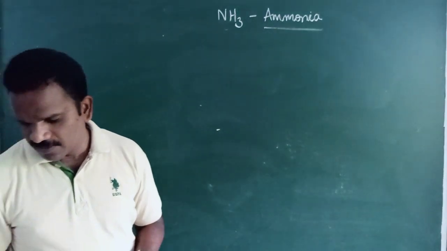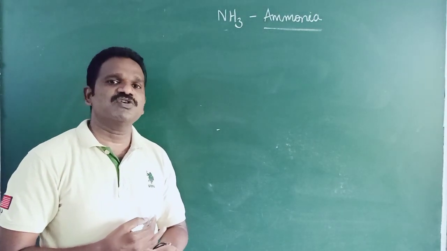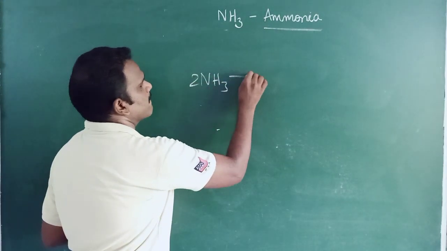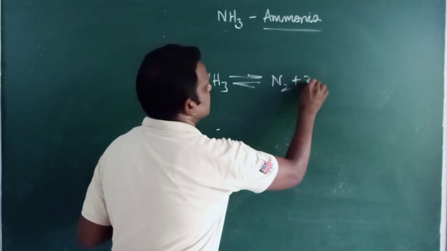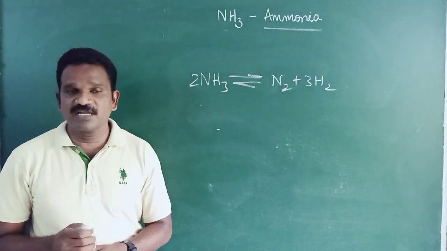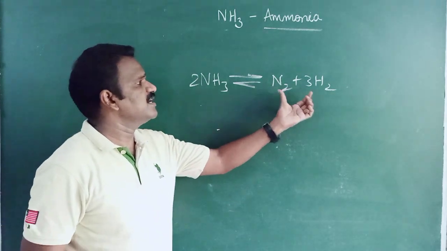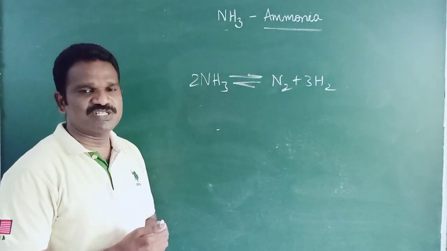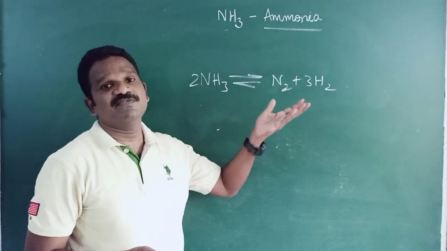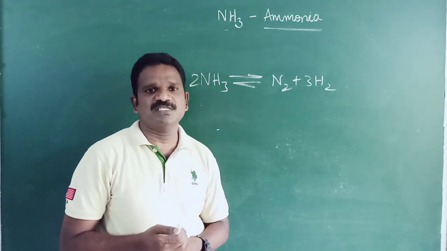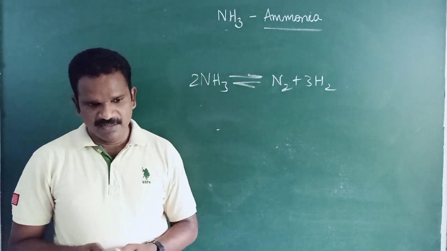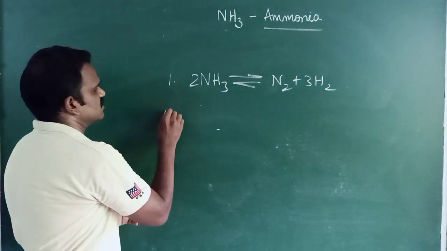Okay, next coming to the chemical properties. In ammonia, we can find thermal dissociation. Thermal dissociation means, when we heat ammonia, it will dissociate into nitrogen and hydrogen. This is called thermal dissociation. When we heat this ammonia, decomposition can be seen: nitrogen plus hydrogen. It is a reversible reaction.